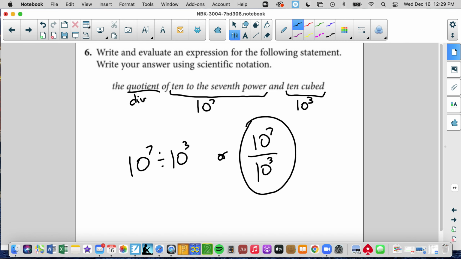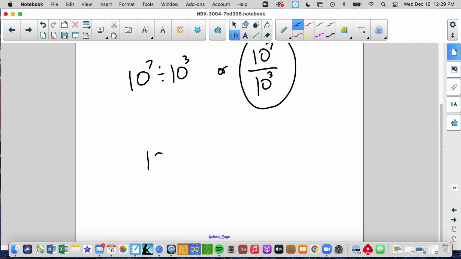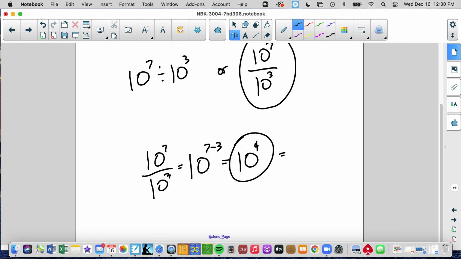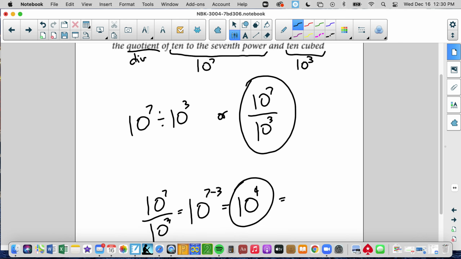And when we evaluate it, that means we want to simplify it. So I'm going to do 10 to the 7th divided by 10 to the 3rd. We have like bases and we are dividing them, so you can subtract their exponents, and that gives you 10 to the 4th. So you can leave it at that. I think that they want it as a power. Express it, write your answer using scientific notation.